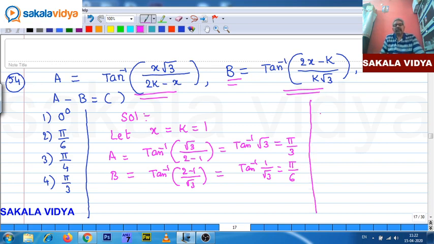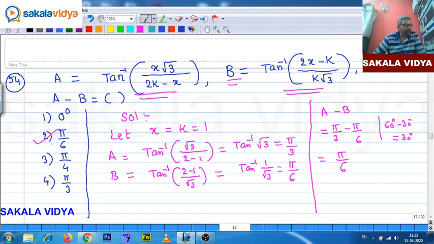Now, we need to find out A minus B. That means we need to subtract pi by 6 from pi by 3. Pi by 3 minus pi by 6. Pi by 3 is 60 degrees, pi by 6 is 30 degrees. You get 30 degrees. 30 degrees means pi by 6 only. So, second option is the right option. Once again, please check it.